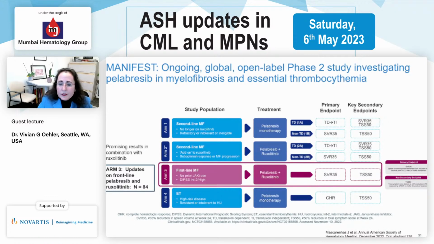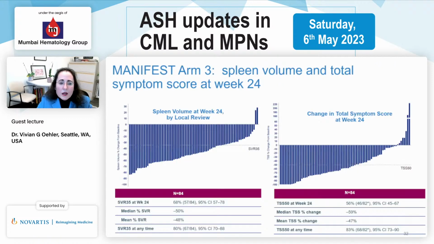MANIFEST is a phase 2 study, which is investigating pelabresib in myelofibrosis and essential thrombocythemia. So at the ASH 2022 meeting, Dr. Mascarenhas' presentation focused on the results of Arm 3, which is the upfront pelabresib and ruxolitinib arm. And for this arm, the primary endpoint was spleen volume reduction of 35% or greater, and a key secondary endpoint was the total symptom score reduction of 50% or greater by week 24. So as shown here by this waterfall plot, spleen volume responses were seen in 68% of patients, and TSS50 was seen in 56% of patients.